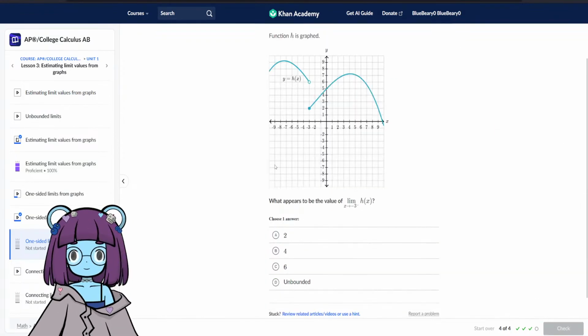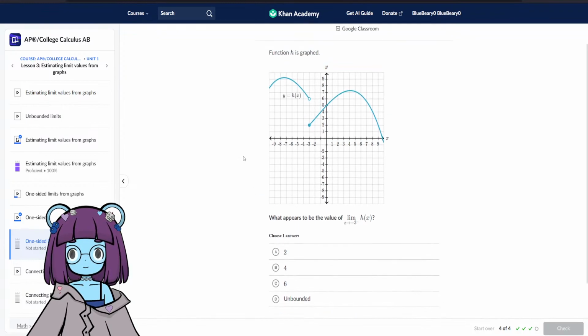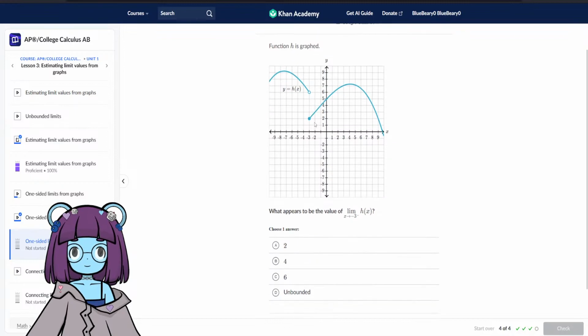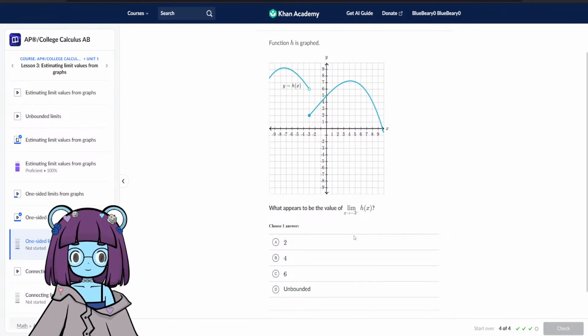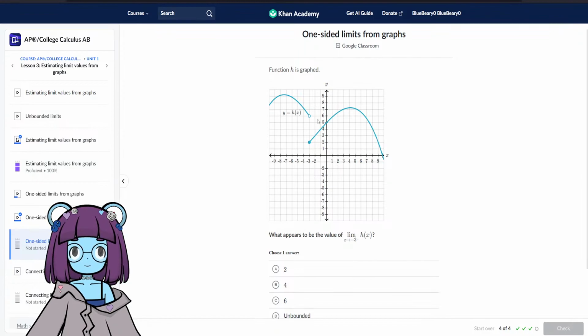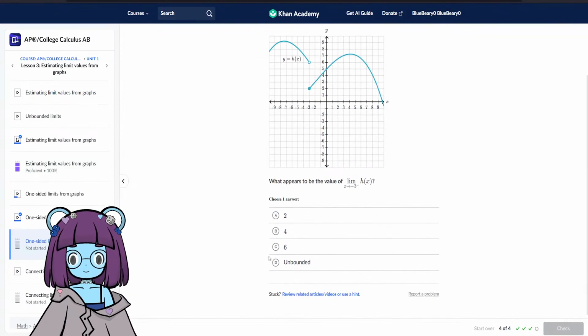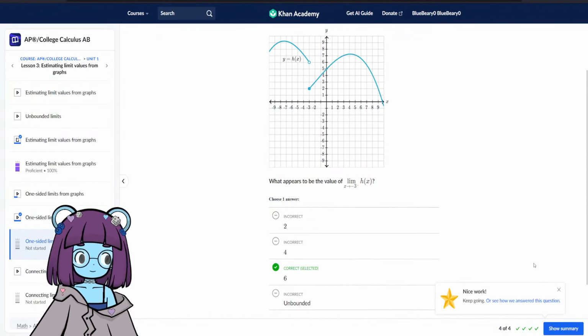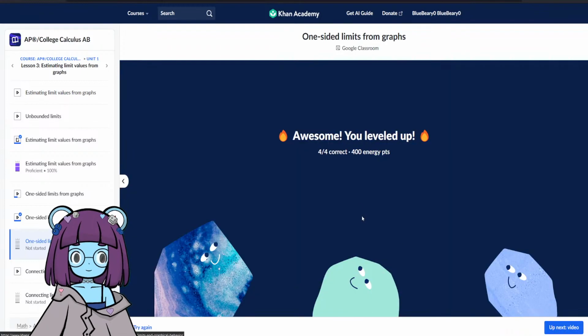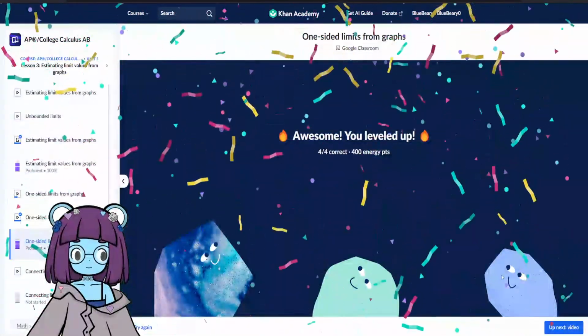I'm on a roll. One more question. Function h is graphed. What appears to be the value of the limit of h of x as it approaches -3 from the left? So it should be this way, so it should be 6. Yeah. Yay!